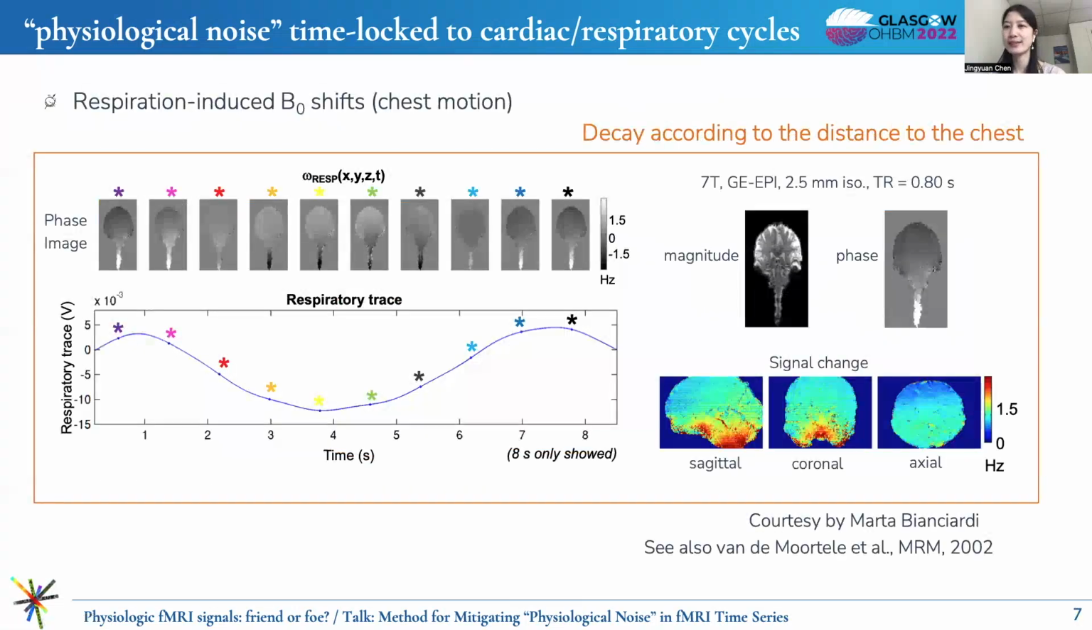And another cause for this fast physio change is a field perturbation caused by chest movements coupled to respiration. For instance, in this nice example, you can clearly see that the phase image of the neck and brain co-vary with the magnitudes of the respiratory traces. So for this type of noise, it has a very clear spatial signature that its influence will decay as the distance from the chest increases. For instance, in this example, if you plot the phase shifts as a function of the brain area, you can see the brainstem area has the most influence.